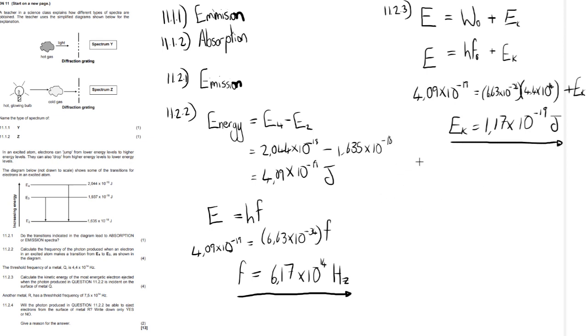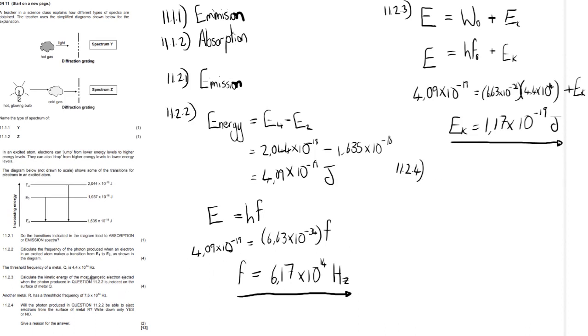Right, let's have a look. Next question, 11.2.4. Another metal R has a threshold frequency that is greater than the previous metal. Okay, there's a higher threshold frequency. That means we need more energy to emit an electron. Now, will the photon produced in 11.2.2 be able to eject electrons from the surface of the metal R? Write down only yes or no and give a reason for your answer. Okay, and we can have a look there.